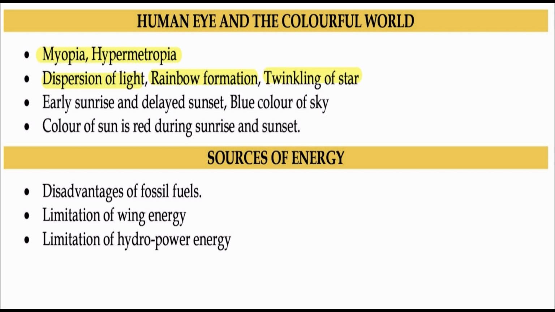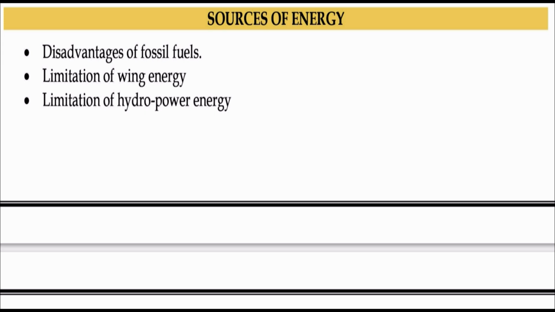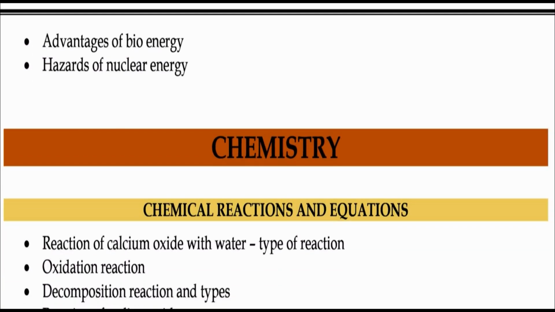Next, early sunrise and delayed sunset, blue color of sky. Next question, color of sun is red during sunrise and sunset. Why? Next lesson, sources of energy. Disadvantages of fossil fuels. Limitation of wind energy. Limitation of hydropower energy. Advantages of bioenergy. Hazards of nuclear energy.